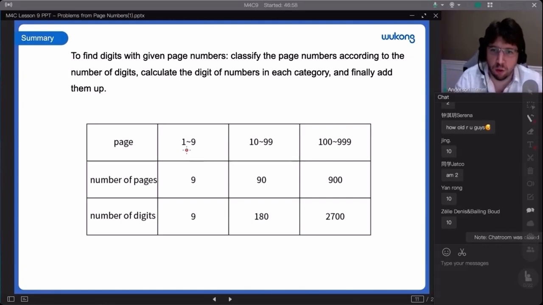So 1 through 9, we have 9 pages and a total of 9 digits because those are all 1-digit numbers. From 10 to 99, we've seen several times now, that's 90 pages. Each one has 2 digits, so 90 times 2 is 180.